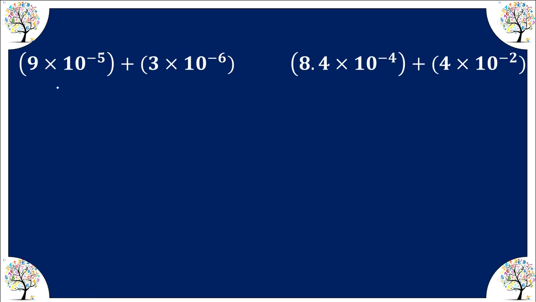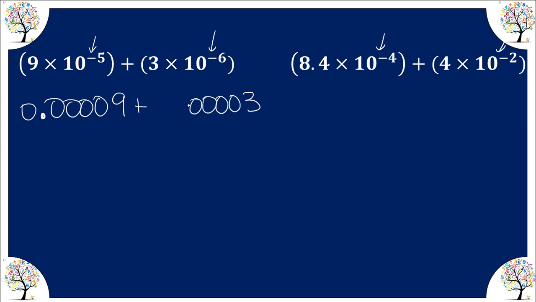Okay, let's do a few more. This time we are going to have a very small number because we have negative exponents. So we have 9, the decimal is behind the 9, so we're going to move it 1, 2, 3, 4, 5. Plus, I have a 3, the decimal is behind the 3, we move it 1, 2, 3, 4, 5, 6. And we're adding these together.